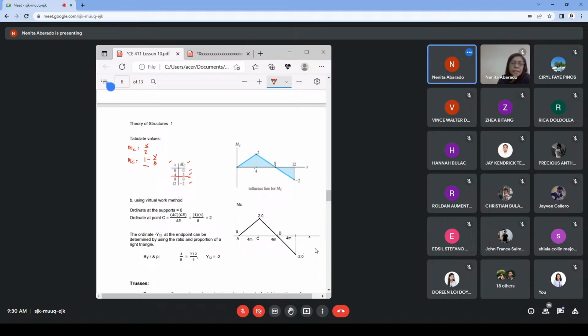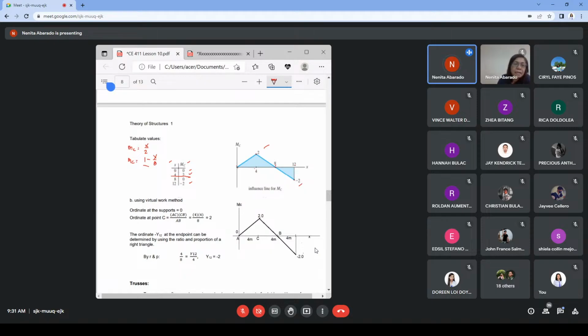Okay, so this will be our influence line diagram. At 0 we have 0, at 4 we have 2, at 8 we have 0, and at 12 we have negative 2. You might wonder, how about the shear? Maybe we would get different values at point C. Actually, it is the same for moment.